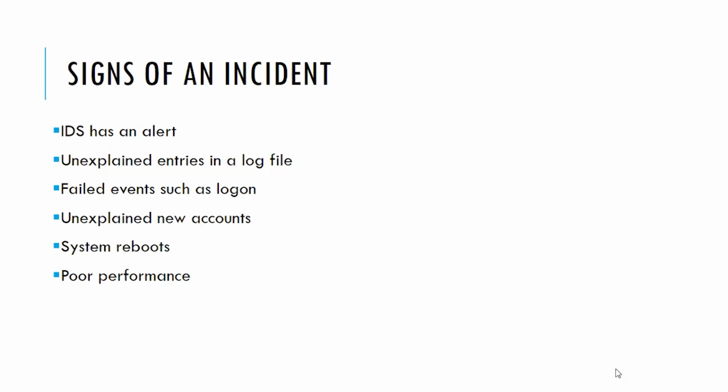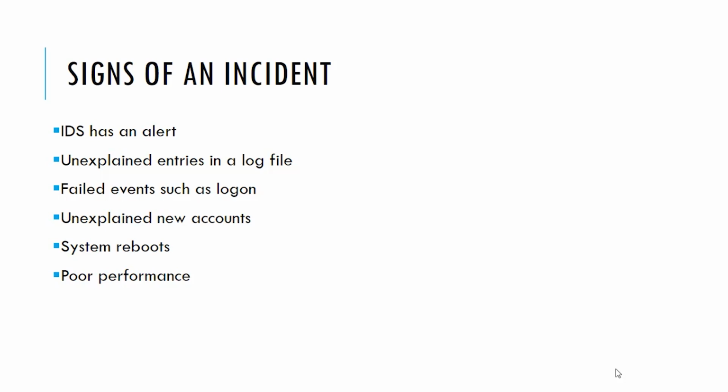Signs of an incident. The incident has many signs. That could be that an IDS has generated an alert, some unexplained entries in a log file, failed events that are repeated, bad logon events that are repeated for Windows, for an email account, for any web account, or unexplained new accounts. Who created those accounts and for whom were they created? These are signs of an incident that say something is wrong and something incorrect is going on.